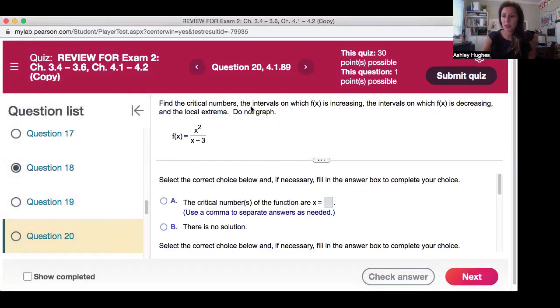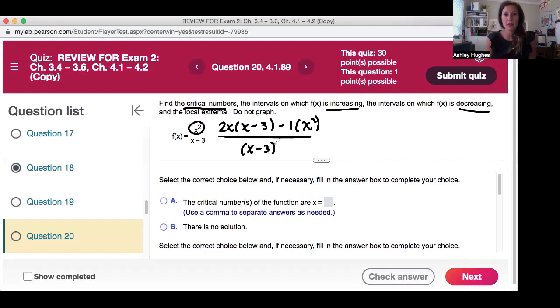Find the critical numbers, increasing, decreasing. So this is the first derivative test. Critical numbers, increasing and decreasing means you take the derivative and set it equal to 0. So the derivative for this, we need the quotient rule. It's going to be 2x times the bottom minus the derivative of the bottom times the top, over the bottom squared.